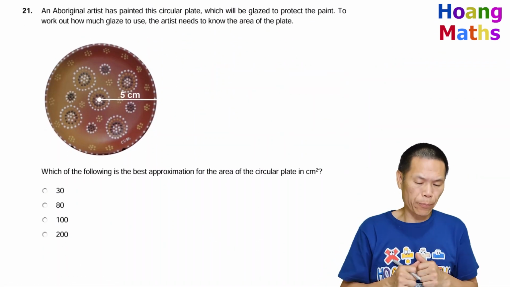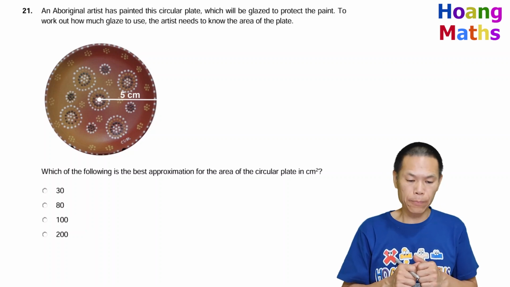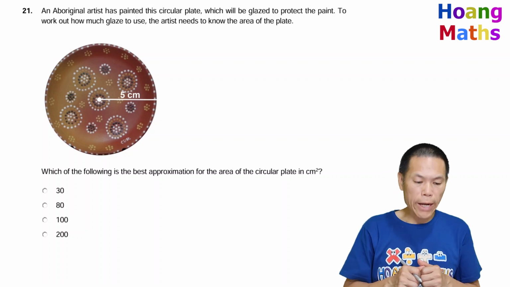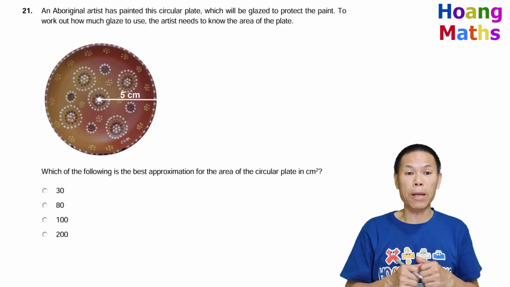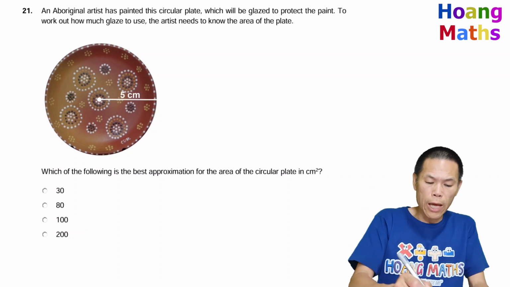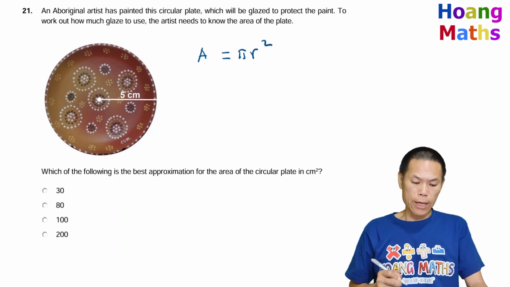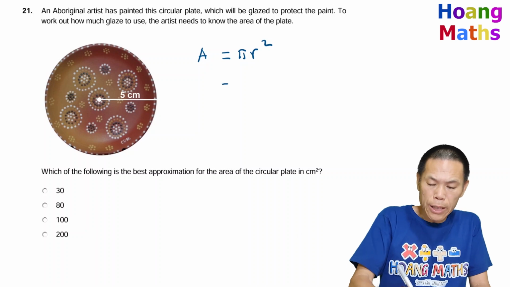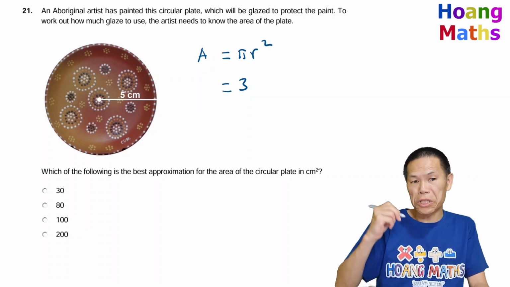Number 21. An Aboriginal artist has painted the circular plate, which will be glazed to protect the paint. To work out how much glaze to use, the artist needs to know the area of the plate. So first of all, we know that the area of a circle is pi r squared, and we just need to estimate the area of this plate. Pi is 3.14 and so on, so we just use 3, just roughly. And then we pick the closest answer.